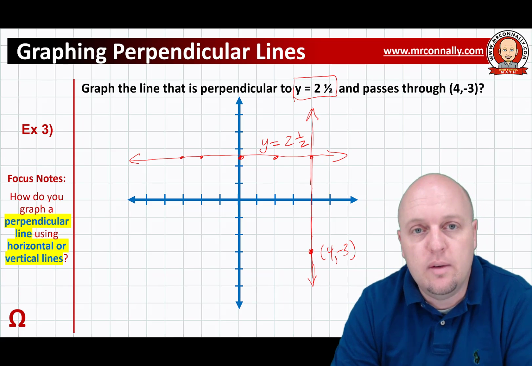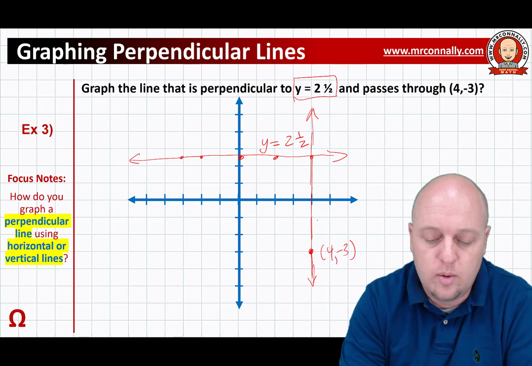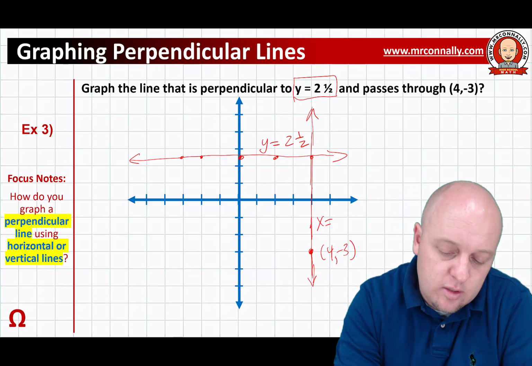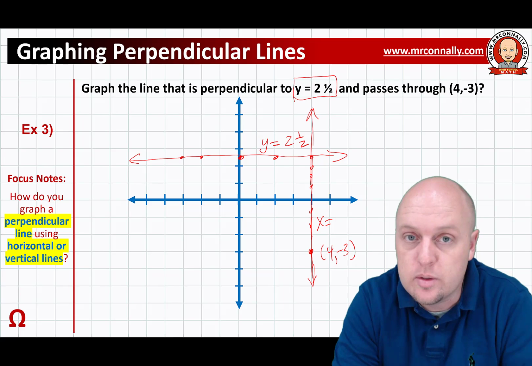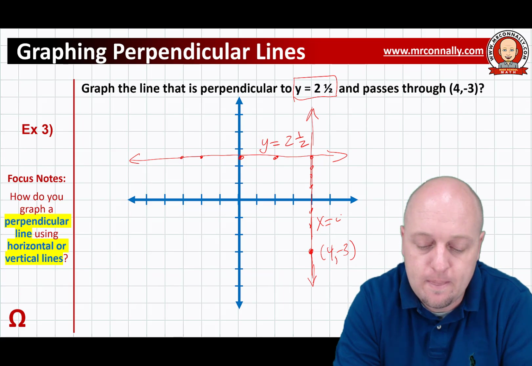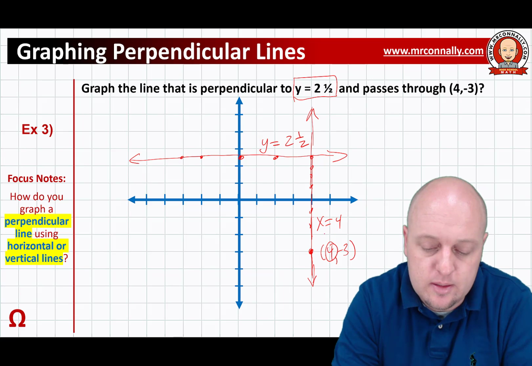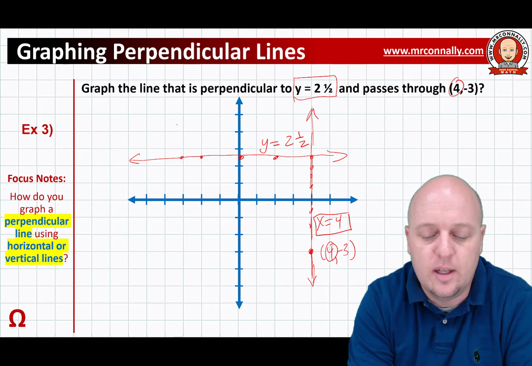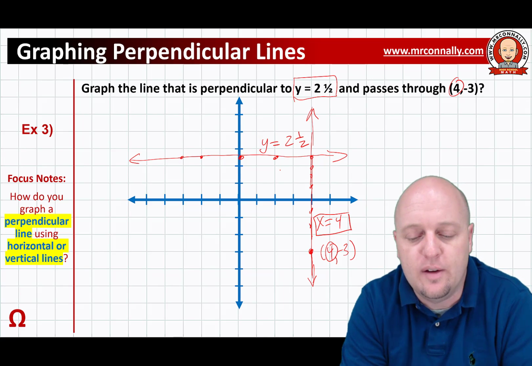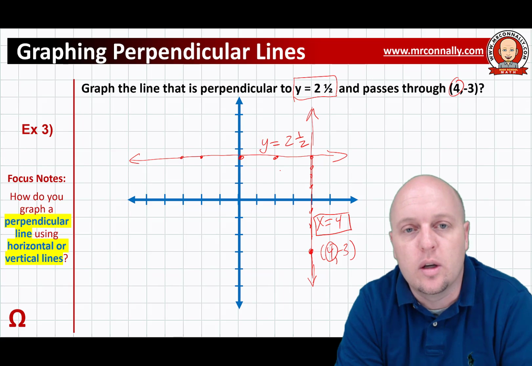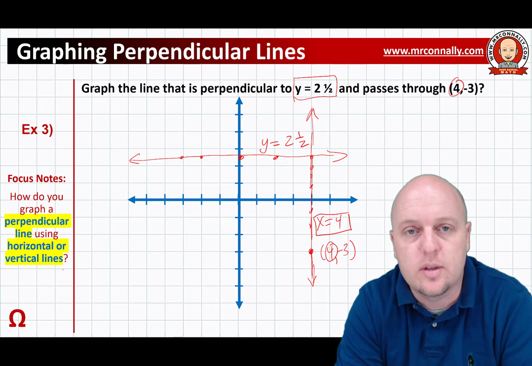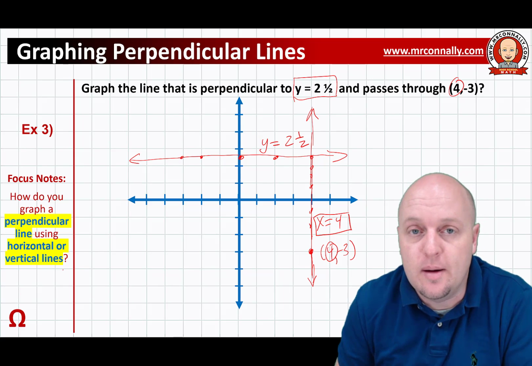Okay, and what's the equation of that vertical line? We know when they're vertical, we write them as x equals something. Well, what does x equal in this case? Every single point on this line is where x equals, that's right, 4. There's a 4 here. So that means that this is the answer. X equals 4 is our graph of the line that's perpendicular to y equals 2.5 and passes through the point 4, -3. Okay, so that's a way that you can graph a perpendicular line using horizontal or vertical lines. Okay, go ahead and finish that up.